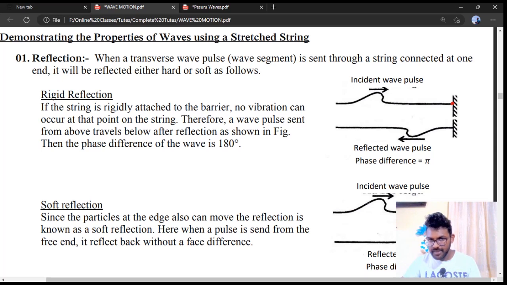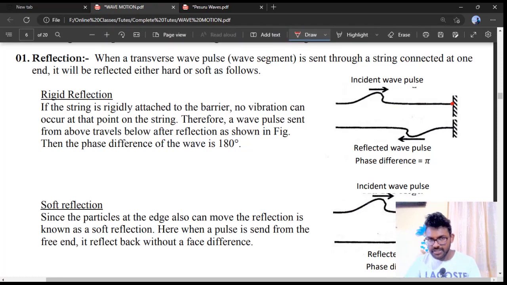Then what will happen? It is a rigid case, a rigid position, so we can see a rigid reflection where the wave flips down and gets reflected back. So we can say the phase difference is pi. Which means it has flipped 180 degrees, so the phase difference is 180 degrees. Now this is the incident pulse, this is the reflected pulse. That is for the rigid reflection.